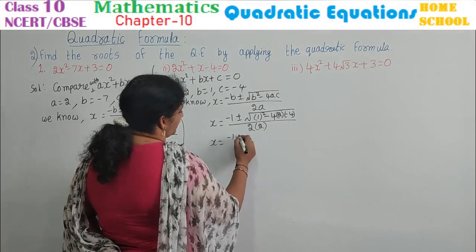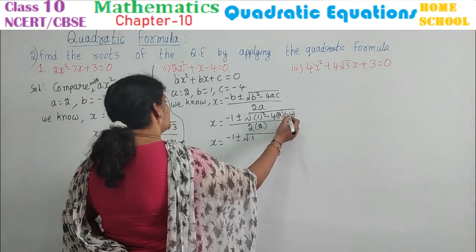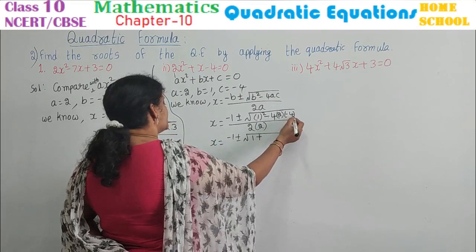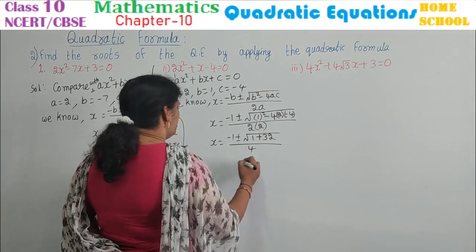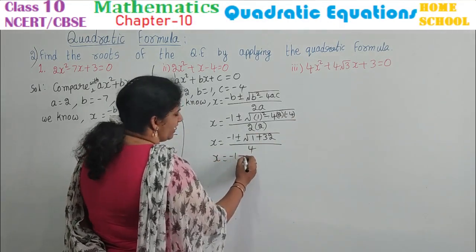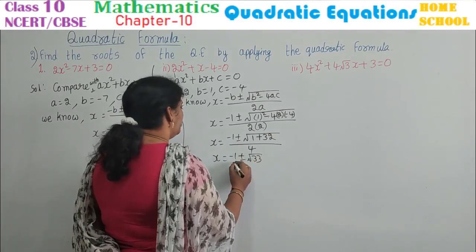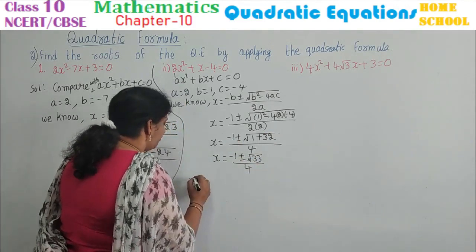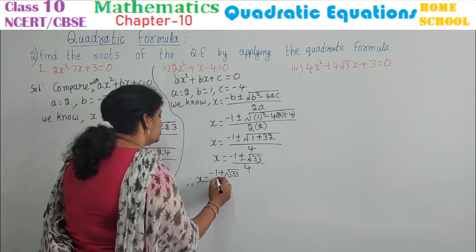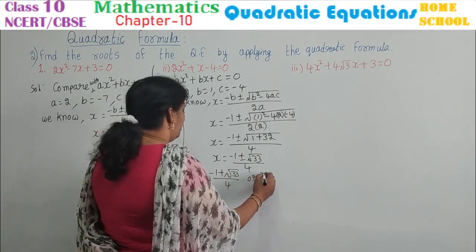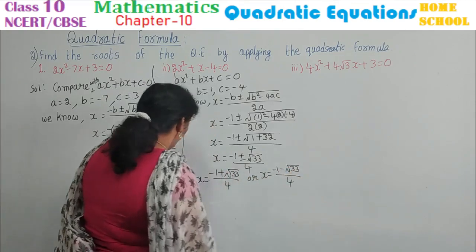x is equal to (-1 ± √(1² - 4·(-4)·2))... 1 ones are 1, 4 fours are 16, 16 twos are 32, by 2 twos are 4. x is equal to (-1 ± √(1 + 32)), that will be 33, √33 by 4. Therefore, x is equal to (-1 + √33)/4 or x is equal to (-1 - √33)/4.